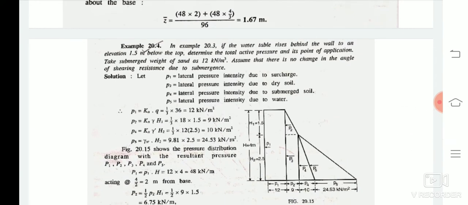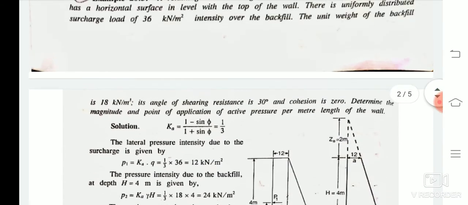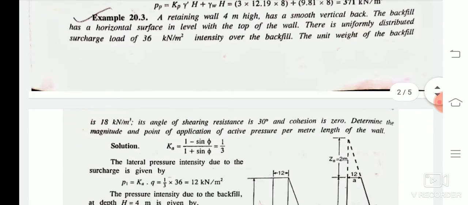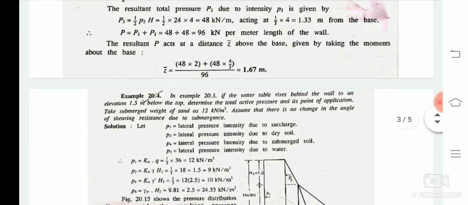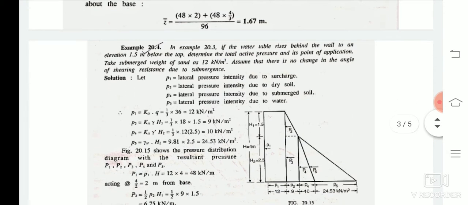So this is the continuation of the second problem, that is, if the water table rises, because in the earlier problem we have not considered the water table. But in this problem, we have to consider the water table. That is, if the water table rises to an elevation of 1.5 below the top of the wall and the submerged weight of the sand is considered as 12 kilonewton per meter cube, what will be the change in the active earth pressure?